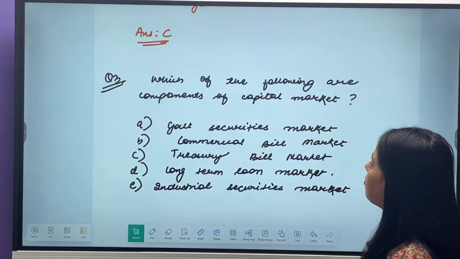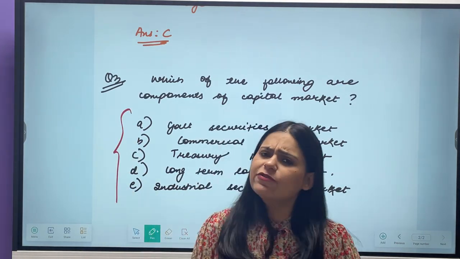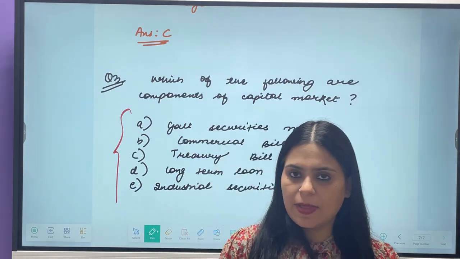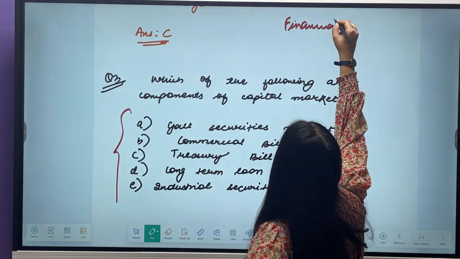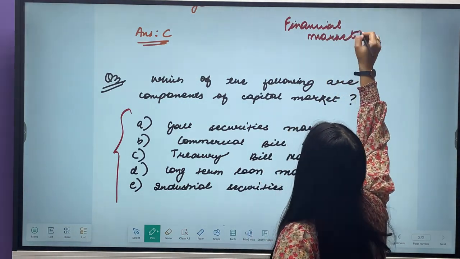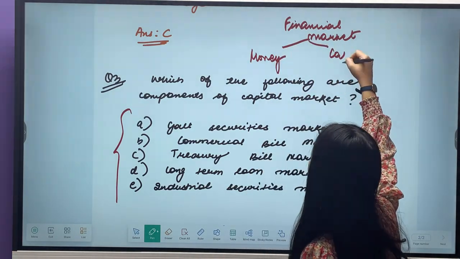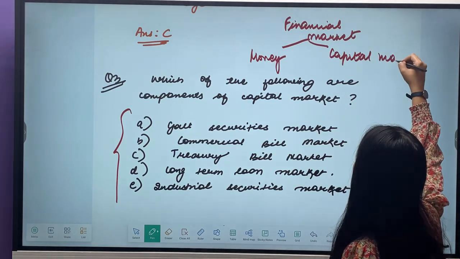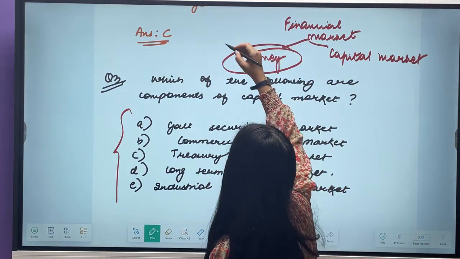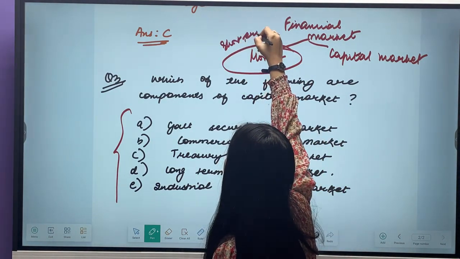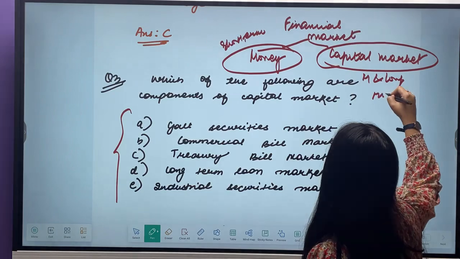Which of the following are components of the capital market? 5 are given to you. Let me give you a brief till then, try to answer till then. When I talk about financial markets, the financial market can be divided in 2 parts: money market and capital market. Money market is the short-term market, maximum 1 year. Capital market is the medium and long-run market.